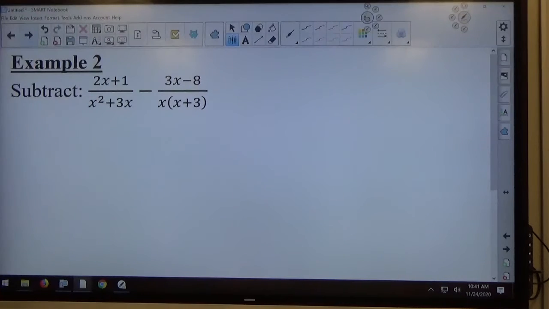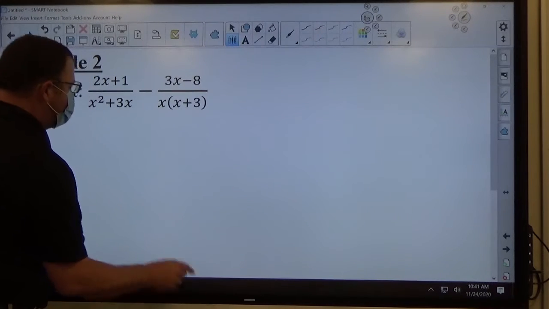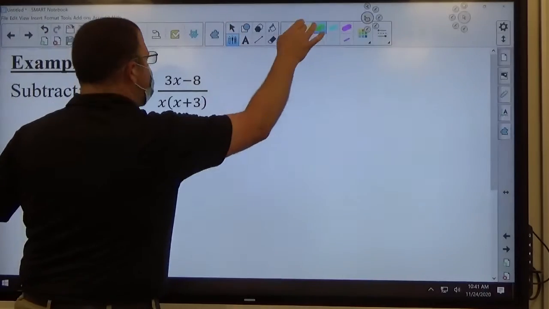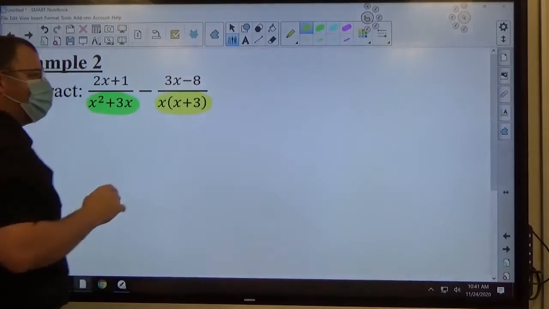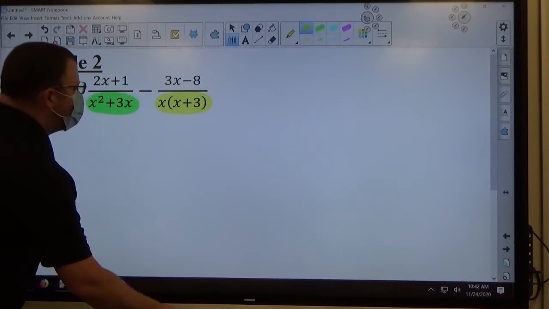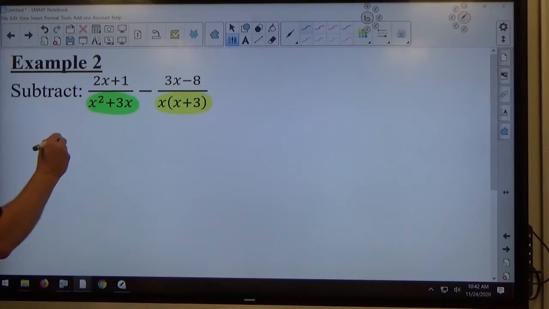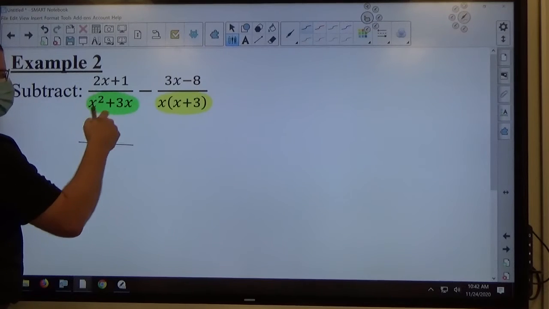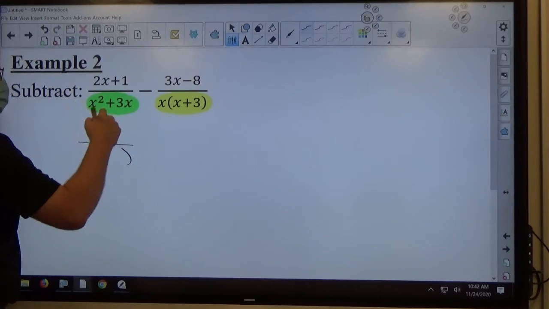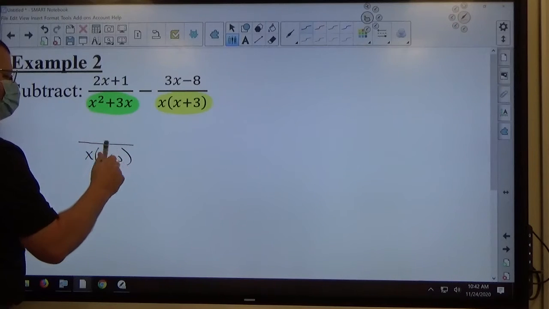If you look at example 2, once again, we do need common denominators to be able to add or subtract fractions. And you'll notice here that the denominator x squared plus 3x and the denominator x times x plus 3 are in different forms. Okay, so we have to verify that they're the same before we can do this. So if I go ahead and do this, I'm going to factor x squared plus 3x. There's a common factor of x. If I extract x out of the expression, x plus 3 is left over.